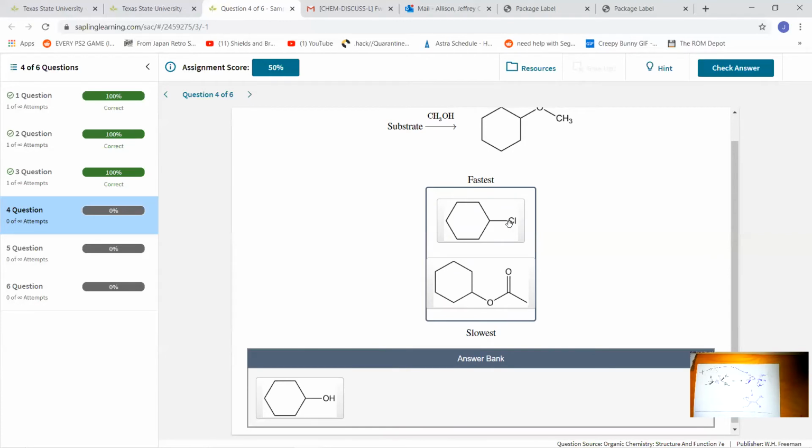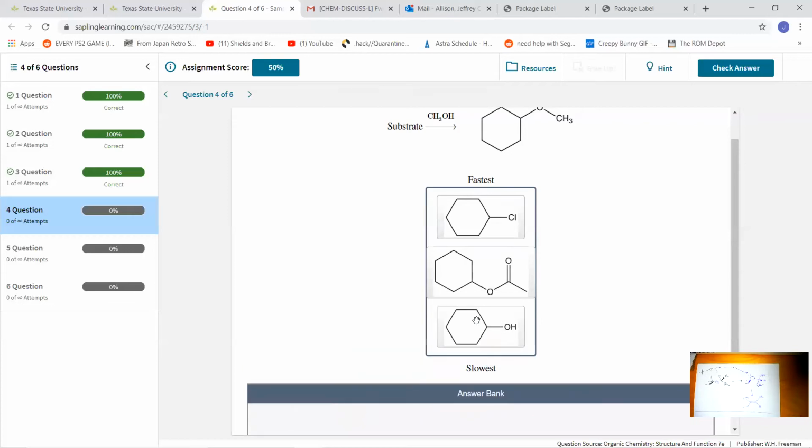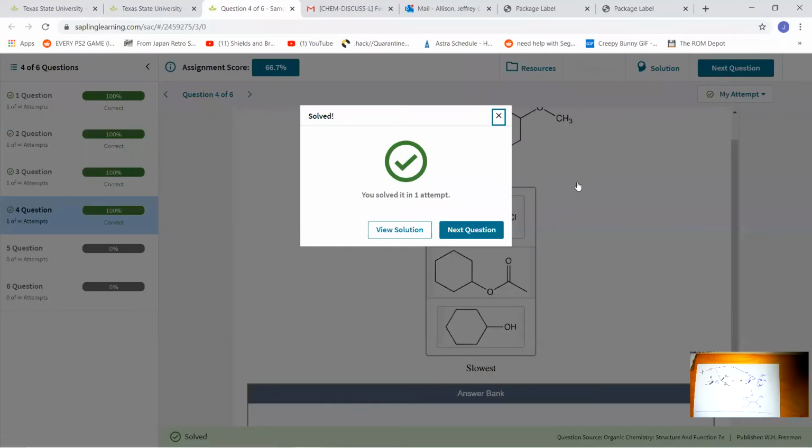Again, chloride is the conjugate base of a strong acid. Acetate is the conjugate base of a weak acid. And then the slowest one would be the hydroxide group, which would be the slowest one to leave. So check our answer. See, that's the kind of question you can do in under a minute, and there will be some of those like that, so that will save you some time.